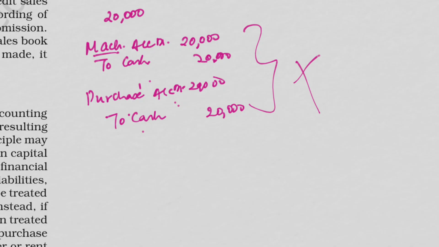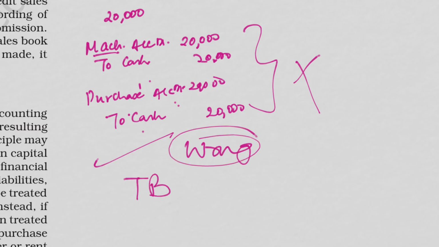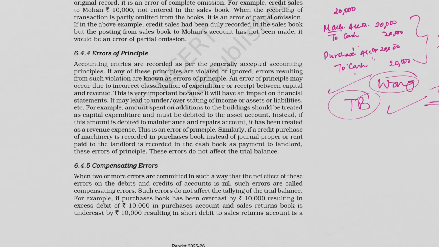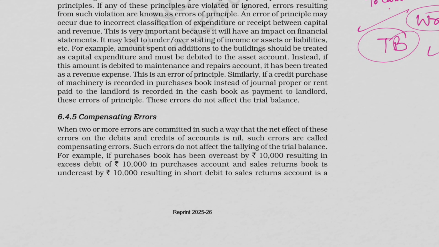An important point to note here is that even though the entry is wrong, the trial balance will still agree because the debit and credit are equal. Then we have compensating errors. Another interesting type of error is compensating error. These errors occur when two or more errors cancel each other's effect. Because of this cancellation, the trial balance still agrees even though the mistake persists. Now let us discuss an example of this compensating error.